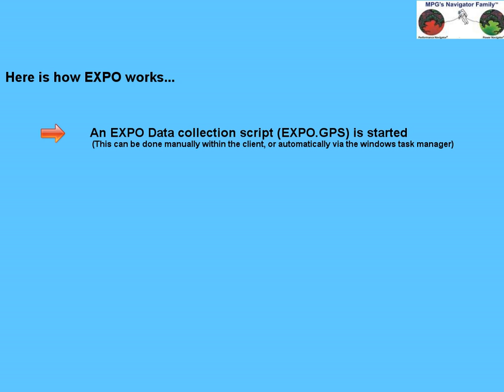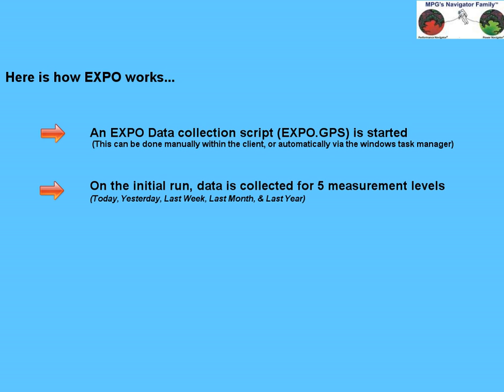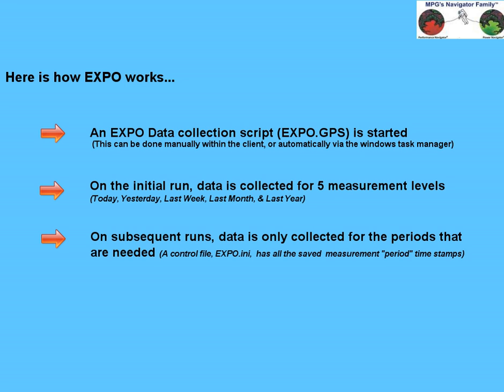So how does EXPO work? It's pretty simple. There's a main data collection script called expo.gps, which can be started manually or it could be automated within your environment. On the initial run, data is collected for 5 measurement levels. That is, we look at today, yesterday, last week, last month, and last year. But the neat thing about EXPO, on subsequent runs, data is only collected for the period that it needs. A control file, our expo.ini file, simply has all the saved timestamps, and that's what controls the data collection process.